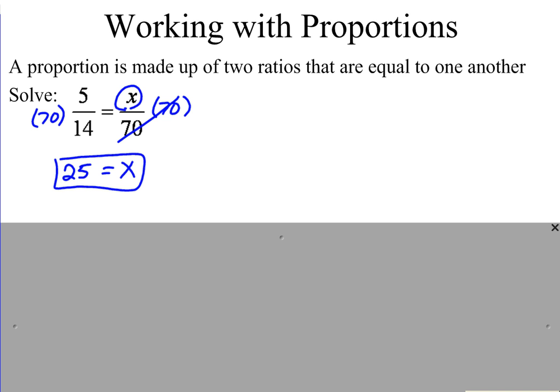Had you cross multiplied and divided, you're still going to get the same answer. So let's do it that way as well. Cross multiply. 5 times 70 is 350. x times 14 is 14x. Divide by 14, and you're still going to get x to be 25. So either way, you're going to get to the right answer. If what you're solving for is up in the top, you don't need to necessarily cross multiply and divide. You can simply get the variable by itself.